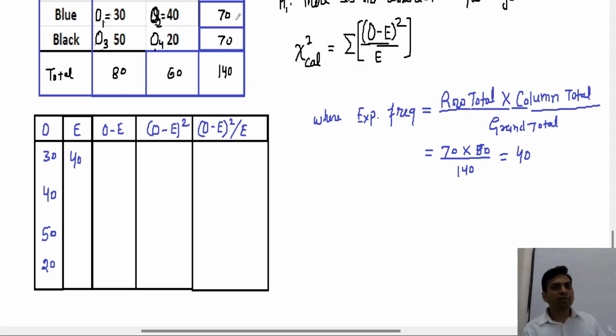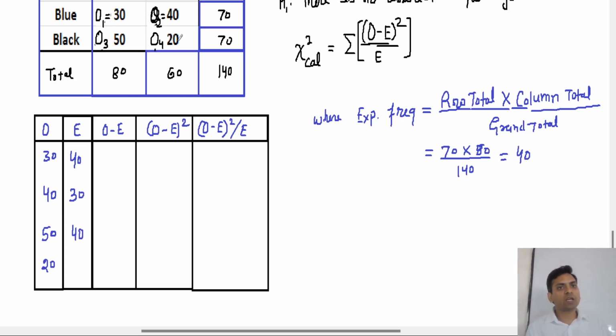Corresponding value is 70. Column total is 60. So 70 into 60 divided by 140. So this equals how much? 30. Yes. So next, for this 50 location, row total is what? 70. Column total is what? 80. So this is the same, 70 into 80 divided by 140. So this becomes what? 40 again.